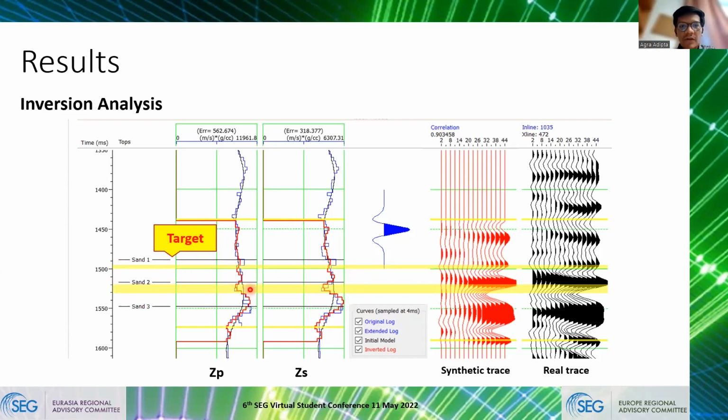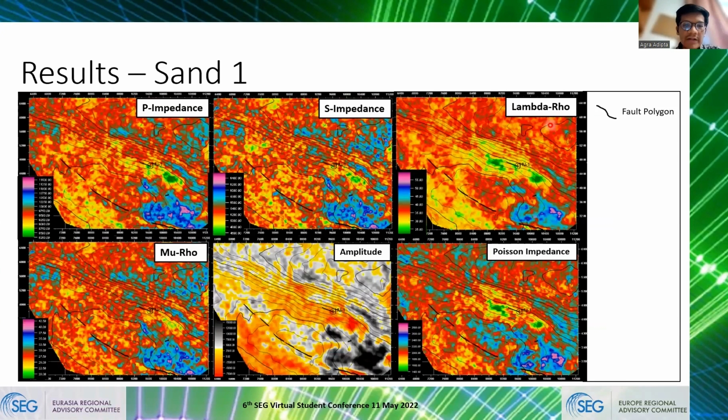Based on the inversion, we can see the comparative results between the P impedance, S impedance, lambda rho, mu rho, the RMS amplitude, and also the Poisson impedance. We can see that based on the P impedance and also lambda rho and Poisson impedance, there is some distinctive low impedance on the flank of the anticline. So this is a general indicative of the hydrocarbon presence.